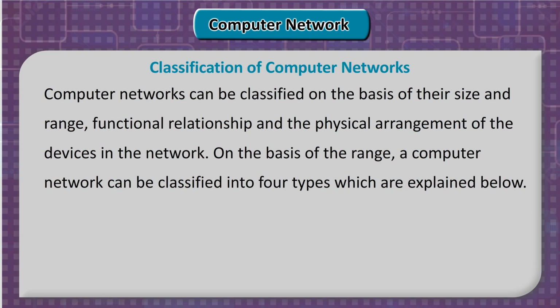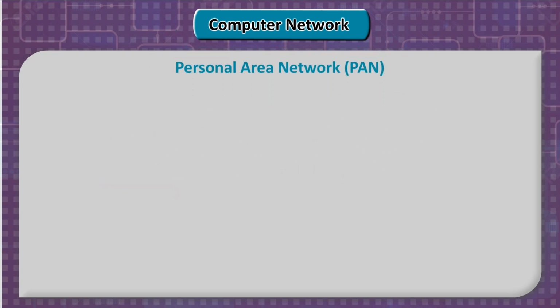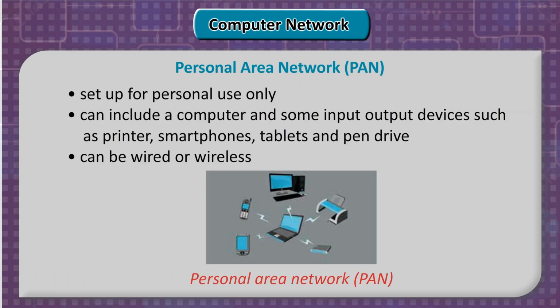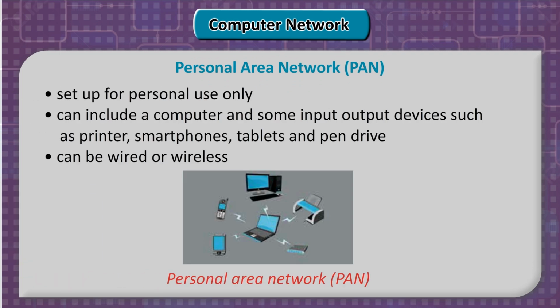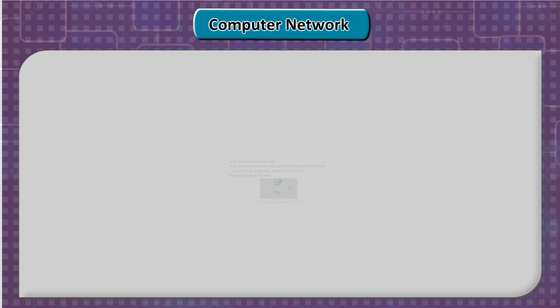On the basis of the range, a computer network can be classified into four types which are explained below. Personal Area Network, PAN, set up for personal use only. Can include a computer and some input-output devices such as printer, smartphones, tablets and pen drive. Can be wired or wireless.